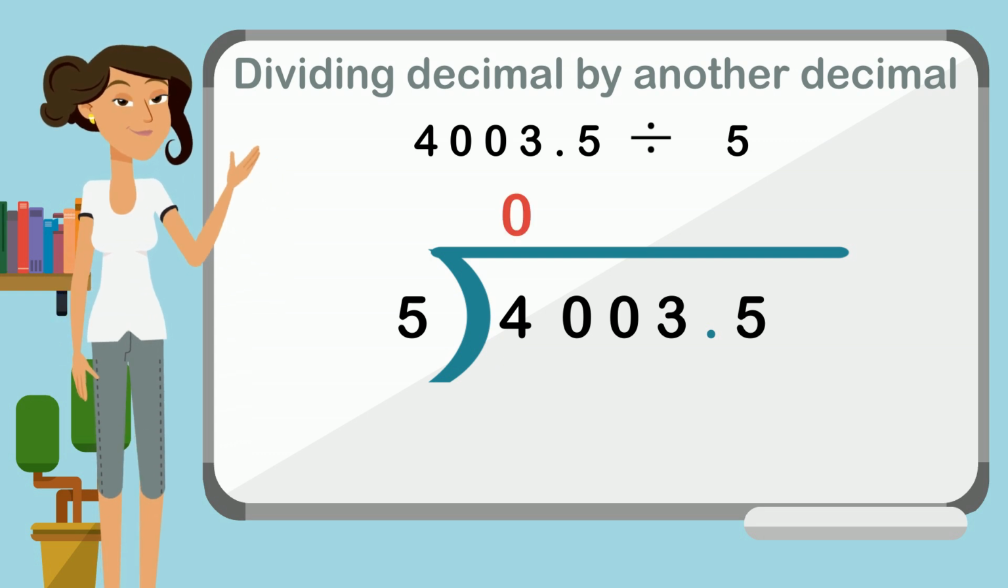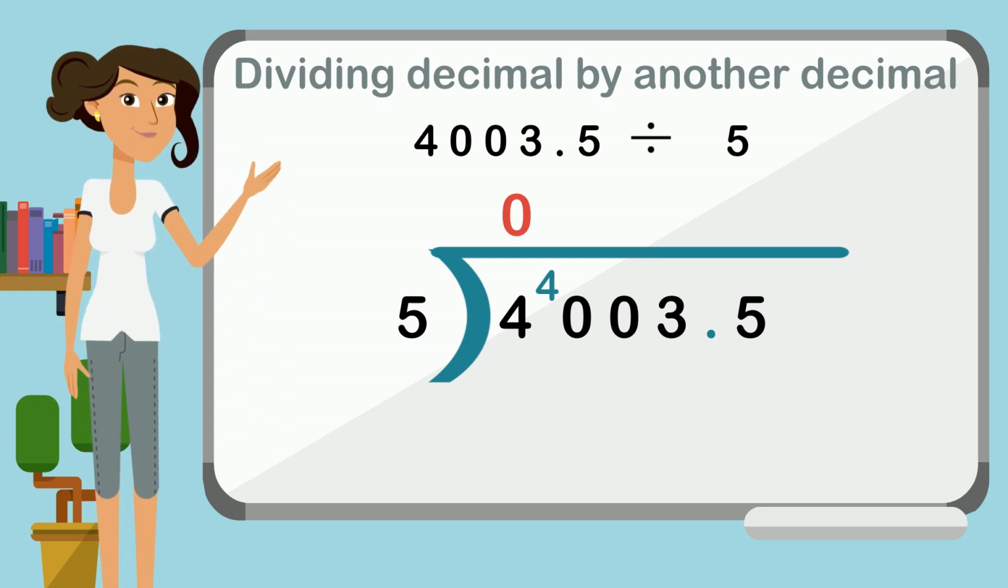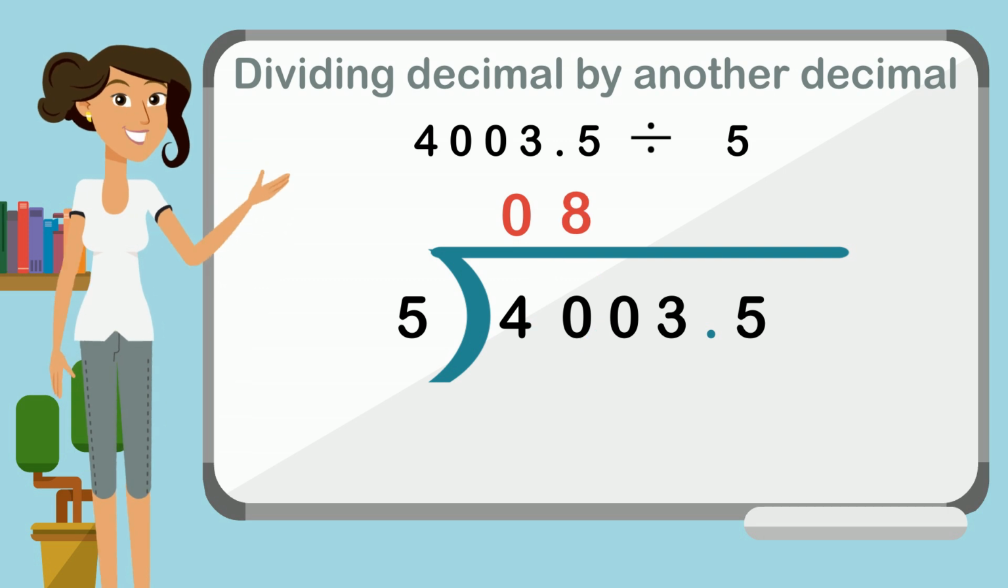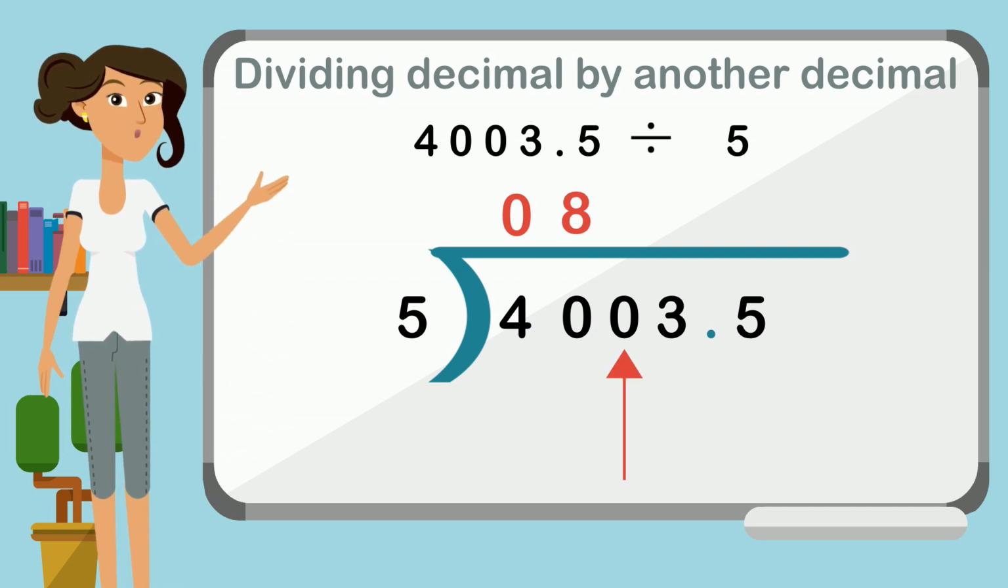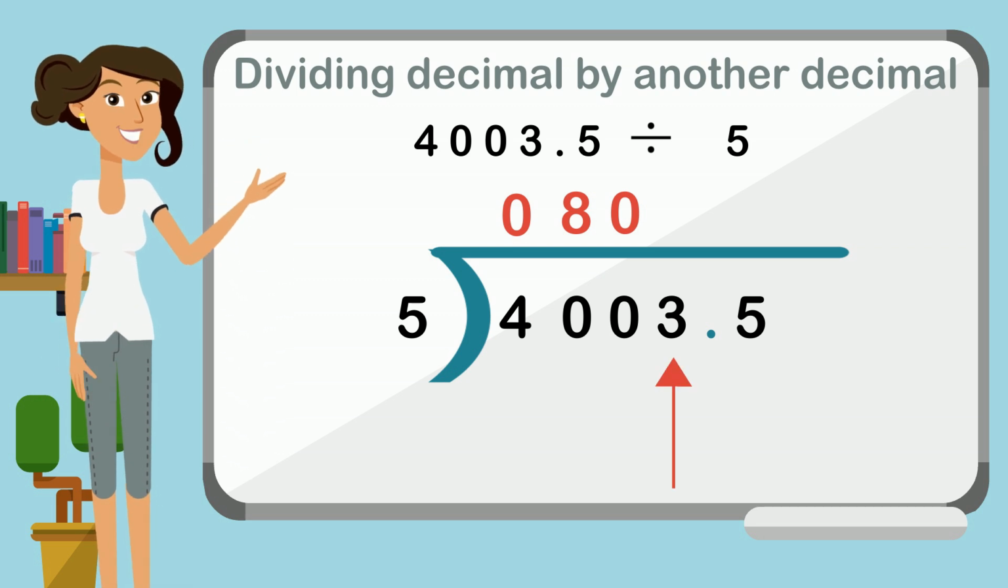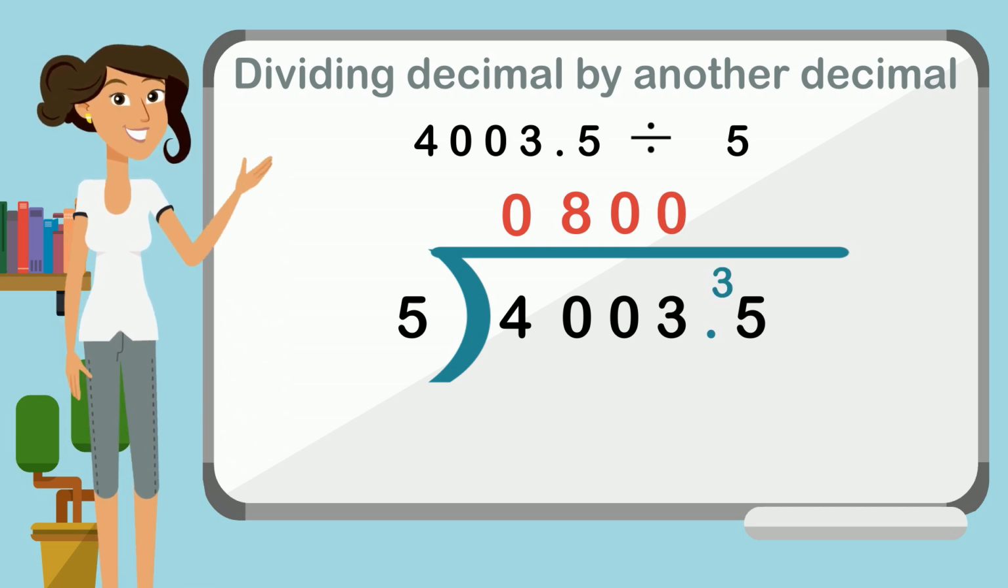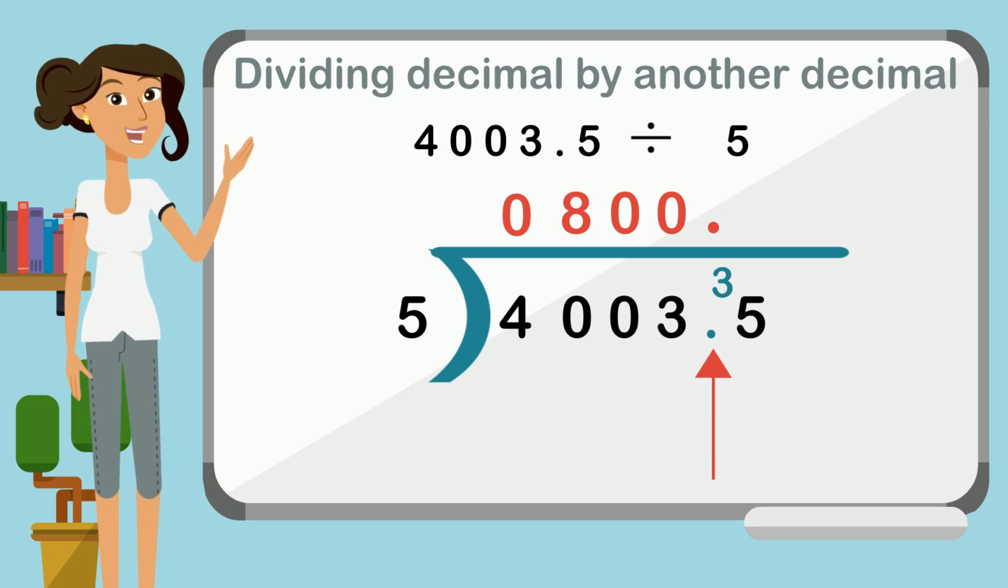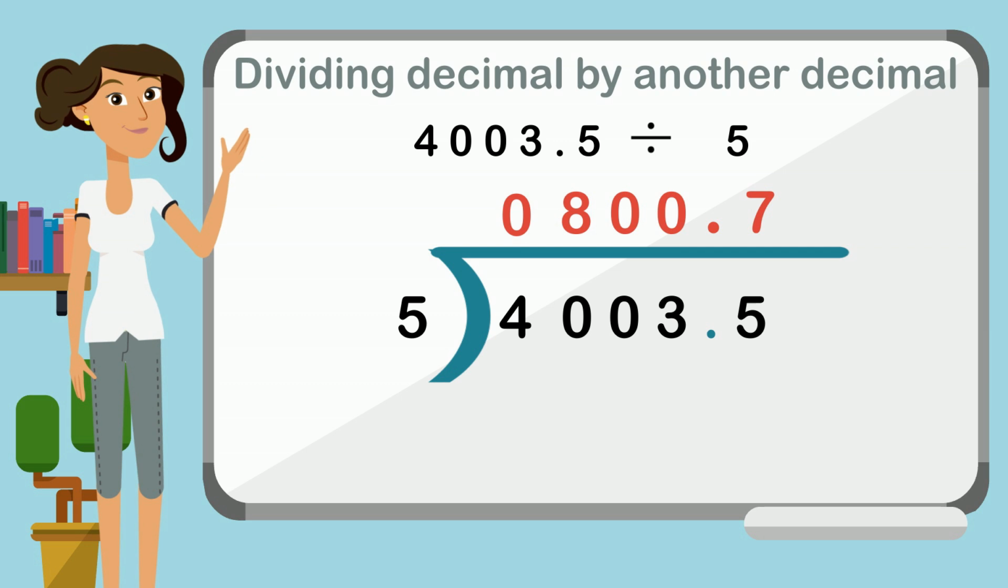4 divided by 5 is 0, remainder 4. Now 40 divided by 5 is 8. 0 divided by 5 is 0. 3 divided by 5 is also 0, remainder 3. We place the decimal point. Lastly, 35 divided by 5 is 7. So the answer is 800.7.